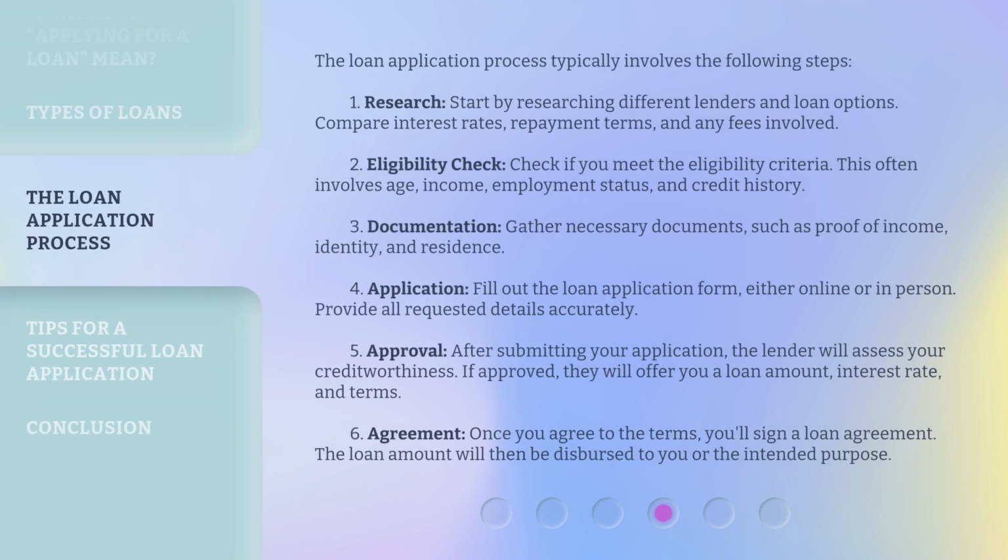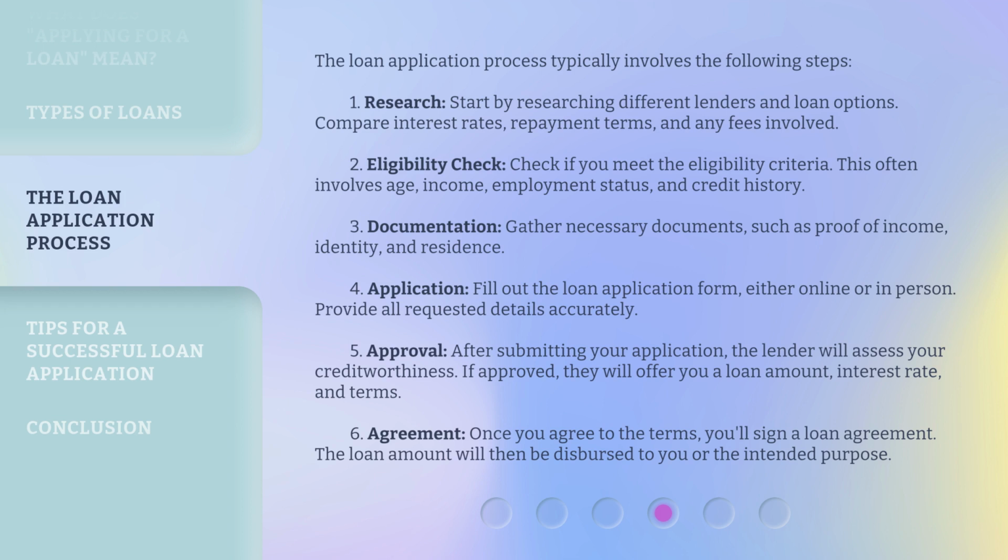The loan application process typically involves the following steps. 1. Research. Start by researching different lenders and loan options. Compare interest rates, repayment terms, and any fees involved. 2. Eligibility check. Check if you meet the eligibility criteria. This often involves age, income, employment status, and credit history.